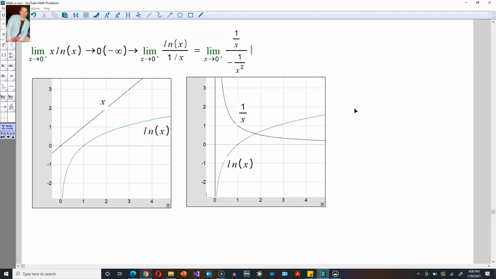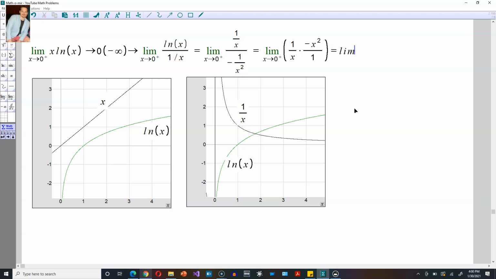From here, you just do keep, change, flip essentially. So it becomes the limit as x approaches 0 from the right side. You're going to keep the 1 over x part, and you're going to flip the second one after multiplication. So it's going to be negative x squared. If you like, you can write it as over 1.